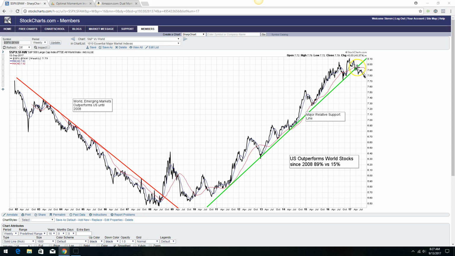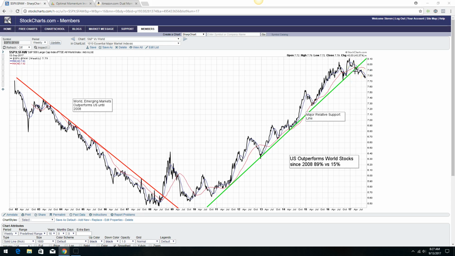Probably one of the main reasons why this trend line is broken, why international stocks are starting to be strong again, is the dollar's been weak. So typically when the dollar is weak, international stocks, emerging markets, they typically get stronger. So this is something, now why do you care?